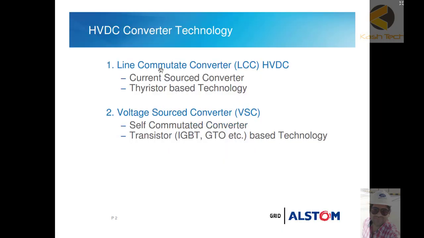So here is the comparison between VSCs, voltage source converters, and line commutated converters, LCCs, for HVDC stations. Line commutated converters are current source converters, and they are basically thyristor based technology. This is the old technology. Later on, the new technology was introduced first by ABB, and that is voltage source converters. These are light in weight, and they are also economical to use. These are self commutated converters, and the technology used is transistors, called IGBT, GTO based technology.